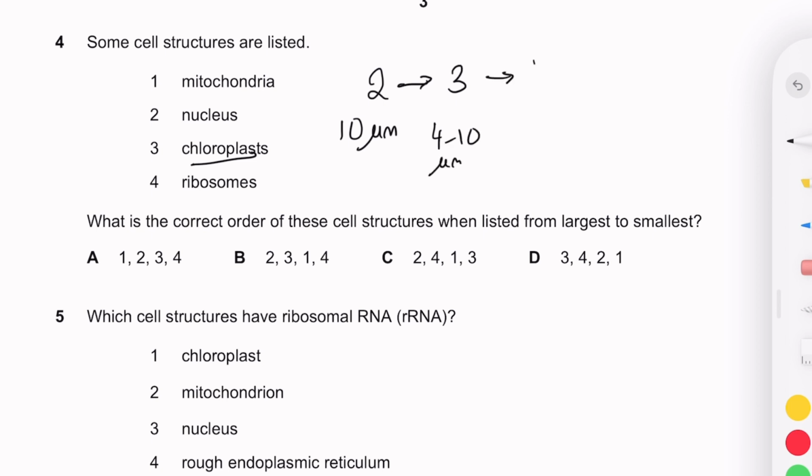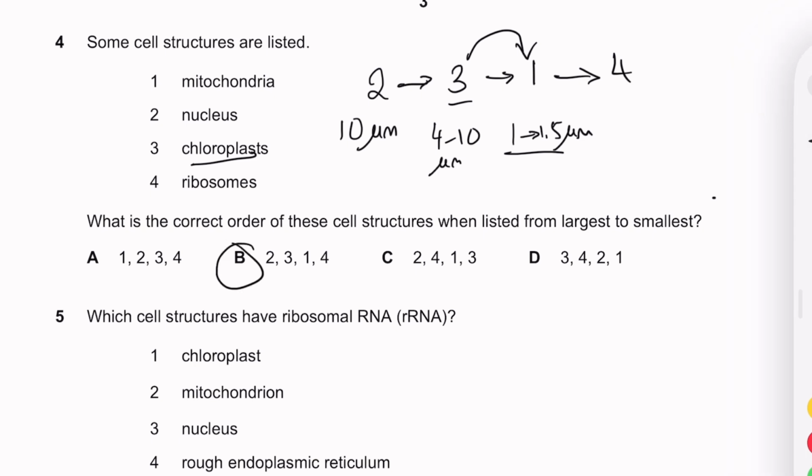And then we have the mitochondria, which are 1 to 1.5 micrometers in width. And their length, I think, is between... I think this is the length, and their diameter was 0.5 to 1.5. Remember that 3 is bigger than 1, or chloroplasts are bigger than mitochondria, and 4 is ribosomes. They're either 18 nanometers or 22 nanometers in diameter, which is extremely tiny. So 2, 3, 1, 4 happens to be B.